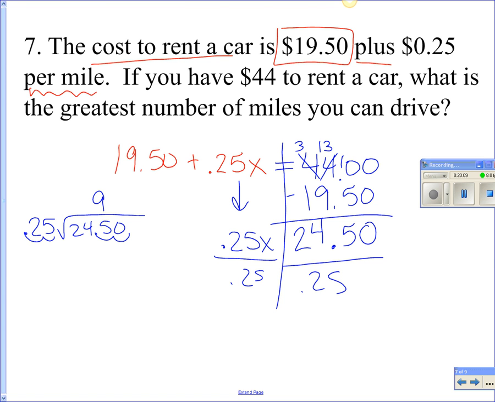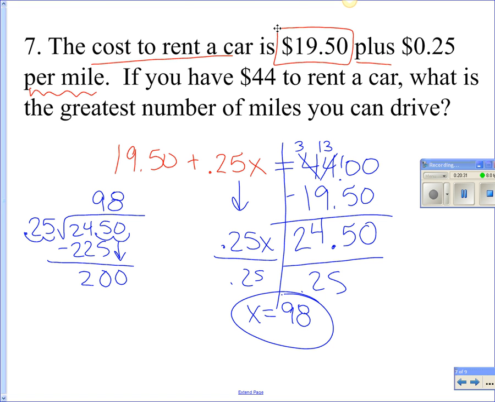And what did I just say that was? 225. Subtract that. And drop down your 0. So now I got to do 25 into 200. 25, 50, 75, 100, 125, 150, 175, 200. How many is that? 8. Yep.